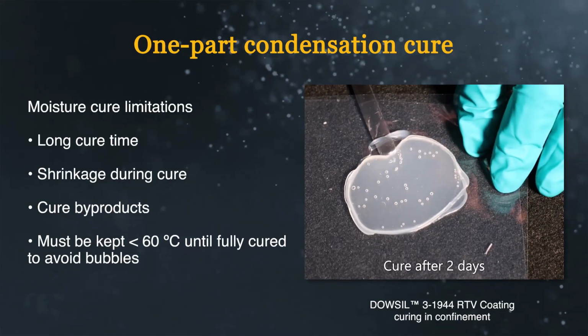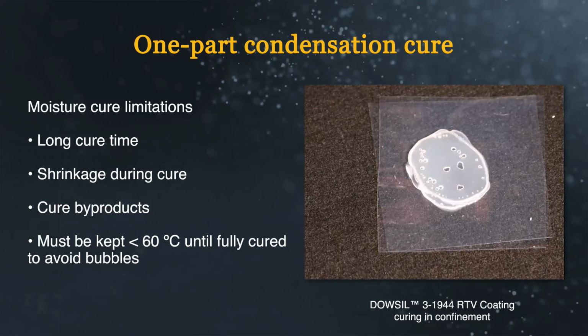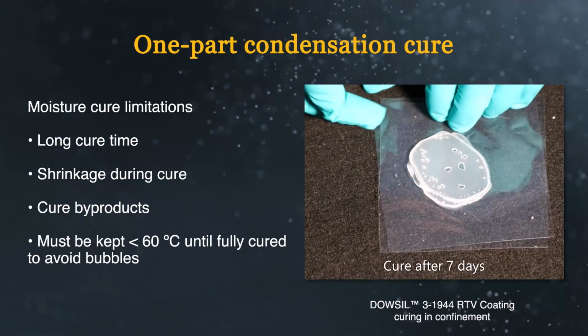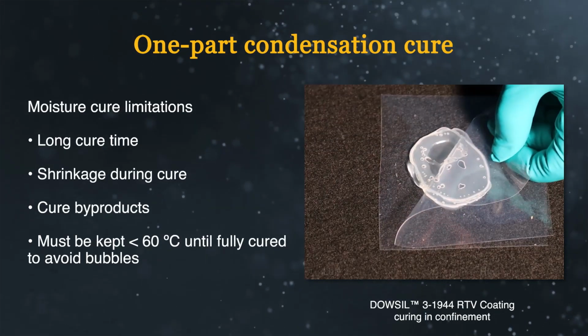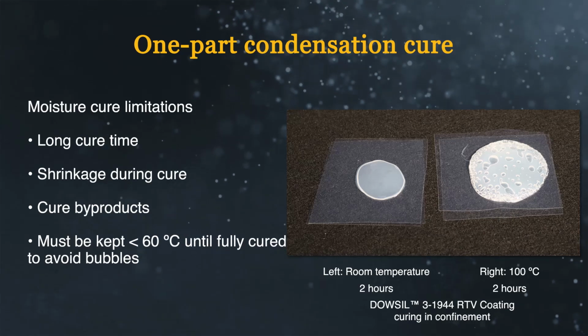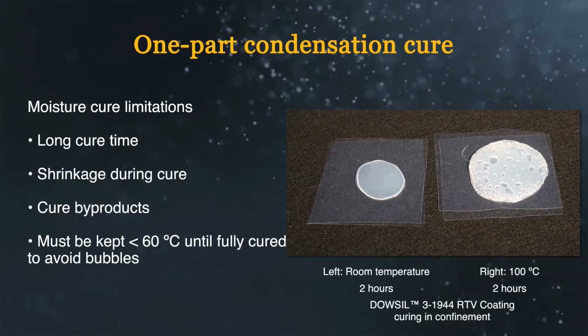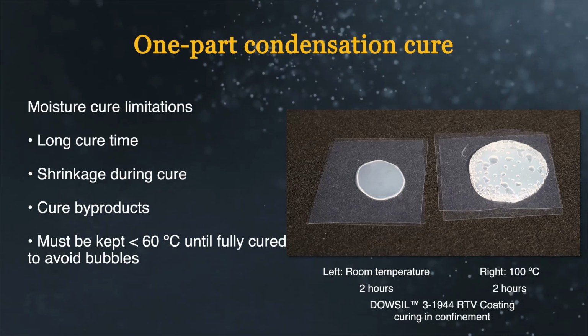They also have from 3 to 5% shrinkage during cure due to the leaving groups, which are also called the cure byproducts. Because of the slow cure and volatile byproducts, moisture cure rates can only be accelerated with mild heat, such as 60 degrees Celsius. Higher temperatures during cure can create voids or bubbles.